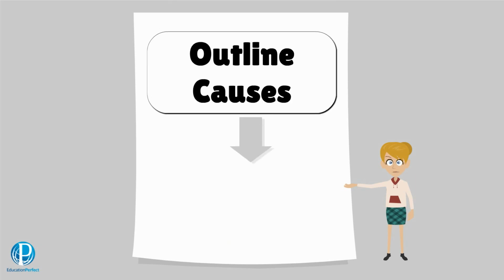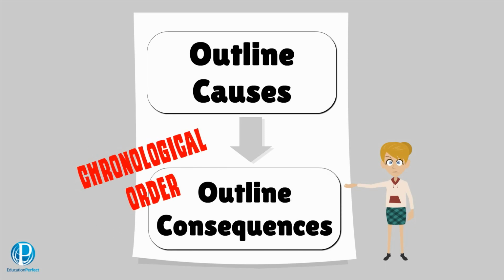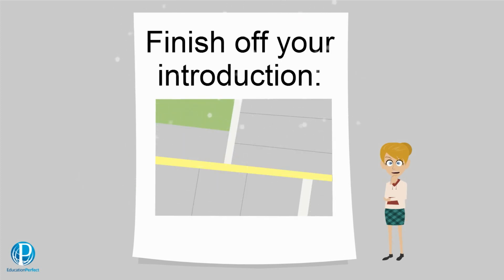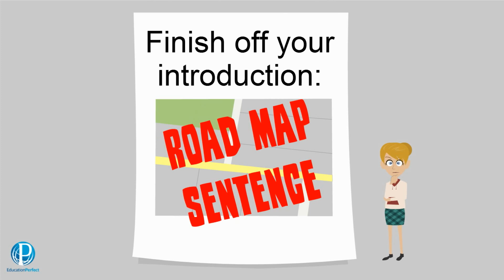The next thing you need to do is outline your causes. This gives the reader a taster of what you're going to be talking about in your essay. And since it's in chronological order, causes always happen before consequences. So write 1 or 2 sentences for each cause and then do the same thing for consequences. Finally, include a roadmap sentence that outlines what will be included in the essay. For example, this essay will discuss the causes and consequences of the American Civil War.